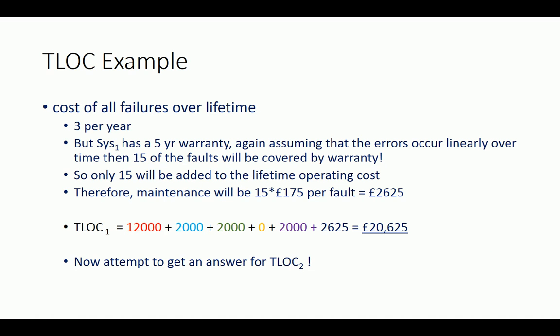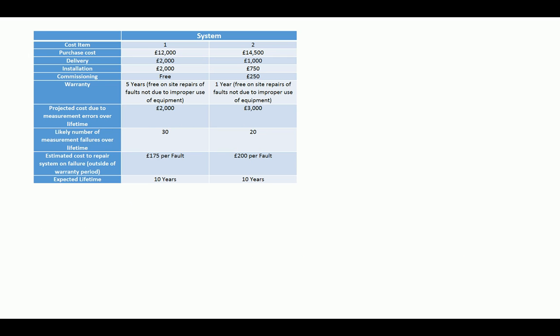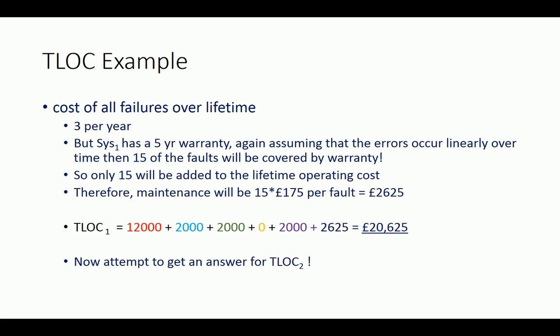£20,625. So I want you to have an attempt at number 2 yourself, T-Lock 2, just remembering that the system has different purchase and delivery costs and so on, and the warranty this time is only 1 year, but the likely number of faults is lower. It's only 20 faults over a 10-year period rather than 30 faults over a 10-year period. So have a quick attempt. You can pause the video, have a go at it, and see if you can come up with an answer. So hopefully you've had an attempt, and we've scribbled down something there for the T-Lock 2.